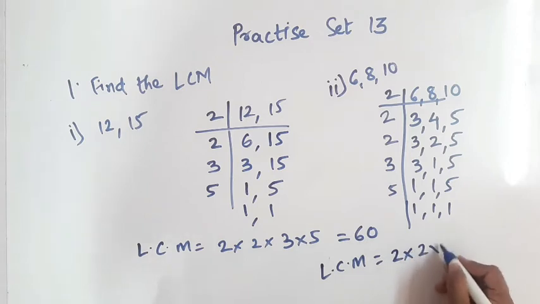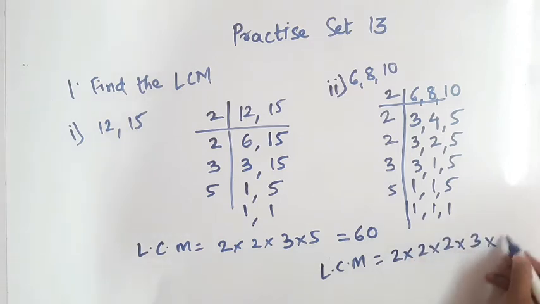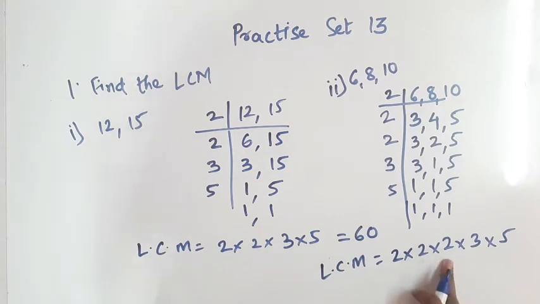So your LCM is 2 into 2 into 2 into 3 into 5. Let us multiply. 2 twos are 4, 4 twos are 8, 8 threes are 24, 24 fives are 120. So this is how you find the least common multiple.